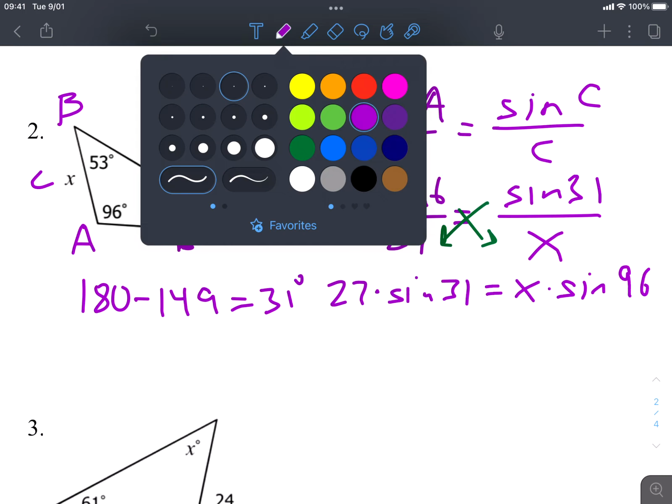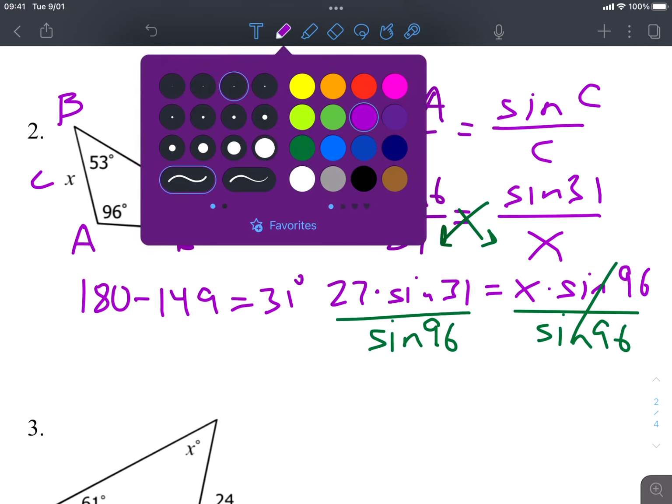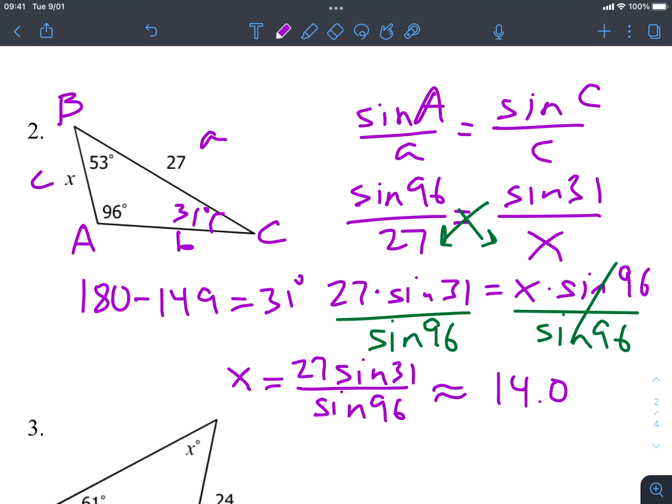Now, just like before, we're going to get rid of the sine of 96 by dividing on this side, which cancels them out. But because I do it on one side, I also have to do it on the other. So finally, x is equal to 27 sine of 31 divided by the sine of 96, and approximately that equals 14.0. So the side length we need to look for is approximately 14.0.